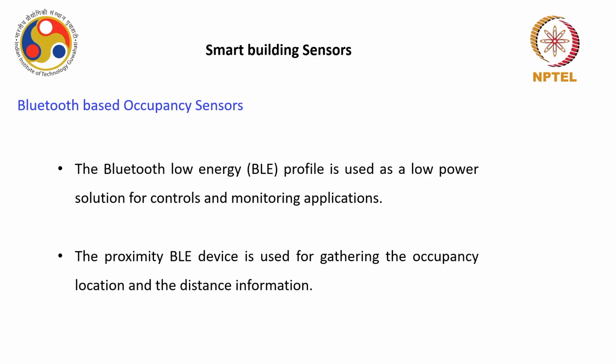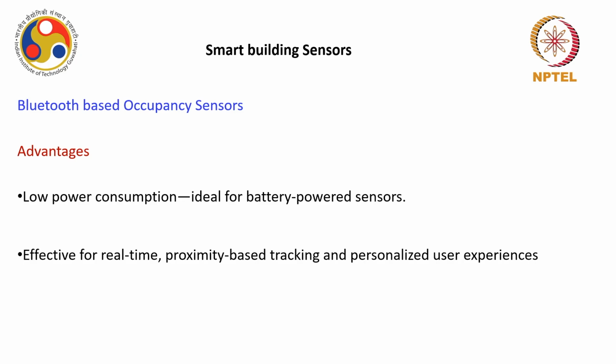So as an alternative technology, you have a Bluetooth based occupancy sensor. Again, it also uses frequencies of the order of 2.4 gigahertz or so. The Bluetooth low energy profile, the BLE profile, is used as a low power solution for control and monitoring applications. That is, it can be for security applications, or just for monitoring the occupants. The proximity Bluetooth low energy devices are used for gathering the occupancy location and the distance information. The advantage of these Bluetooth based occupancy sensors, as the name suggests, is that they are low power consumption devices.